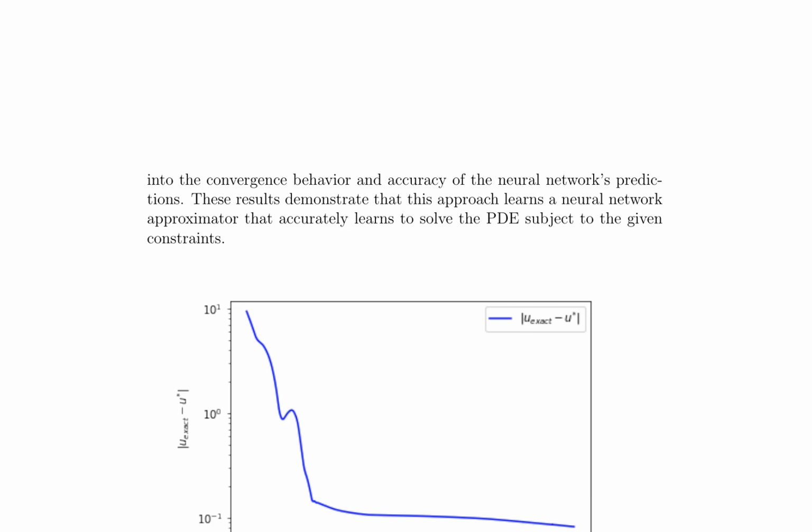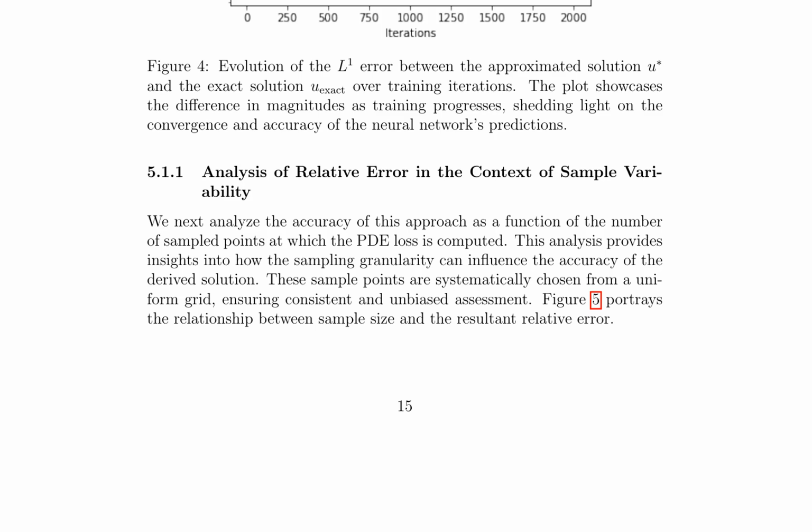It leverages the power of deep learning to approximate complex mathematical models, providing insights into the convergence behavior and accuracy of the neural network's predictions. The results demonstrate that this approach learns a neural network approximator that accurately learns to solve the PDE subject to the given constraints. In the analysis, the authors examine the accuracy of this approach as a function of the number of sampled points at which the PDE loss is computed.